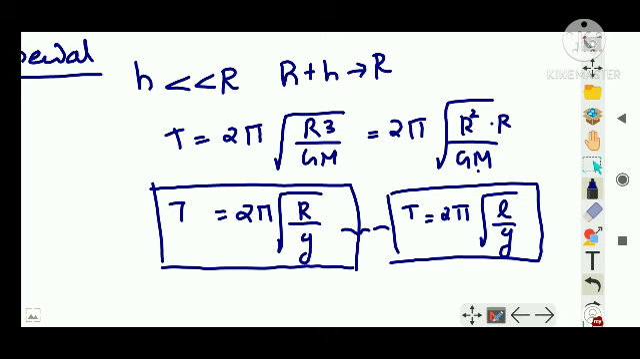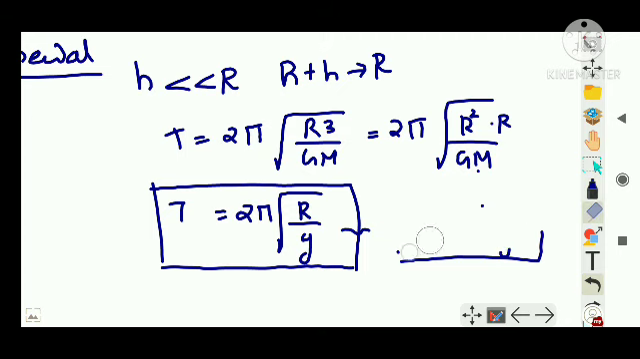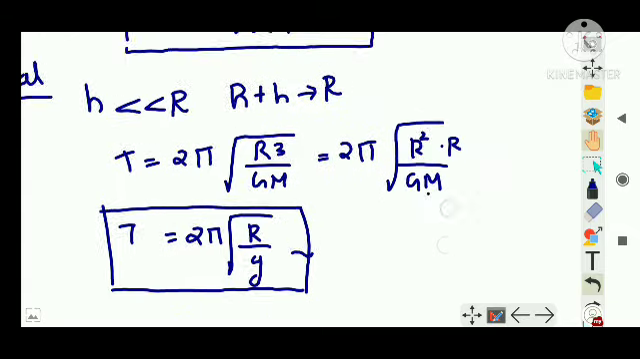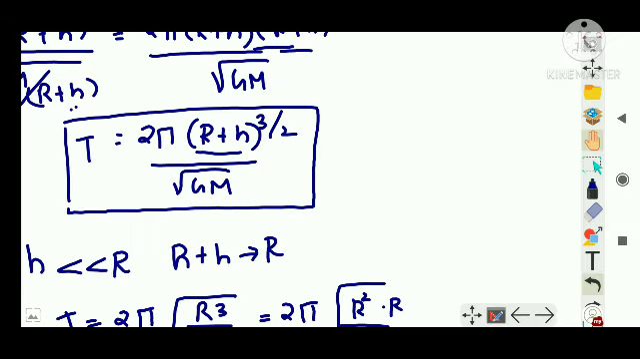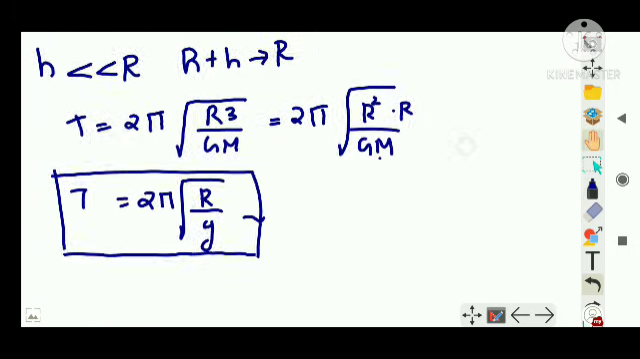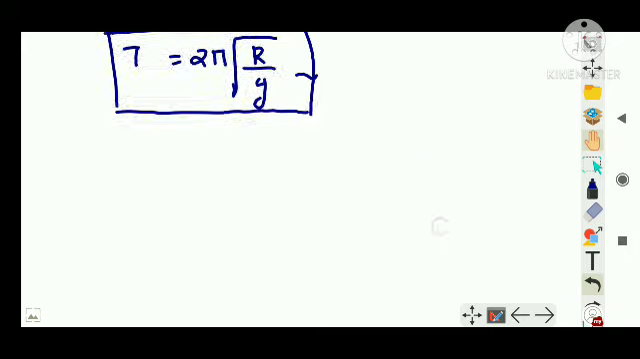So this is the equation which you can see when a satellite is revolving around a planet: the time period of rotation. Clear? And in the earlier expression, you have seen that T is proportional to R raised to 3 by 2. This is something which you have stated as per Kepler's law itself. So you can see that Kepler's law is true.